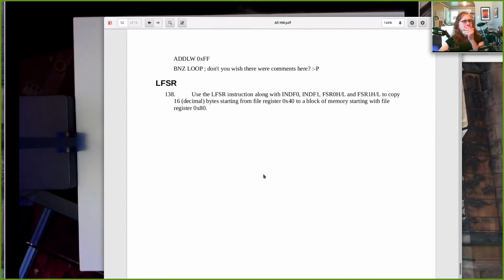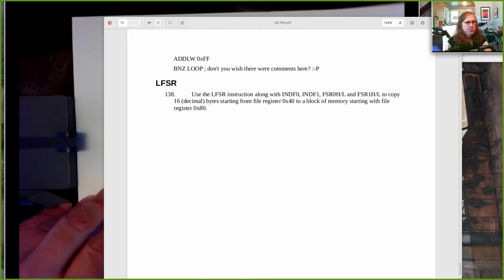Any worries with 138? We kind of did this one last week. Different locations in memory, but moving a block of stuff. Could we go over this one? Yeah.